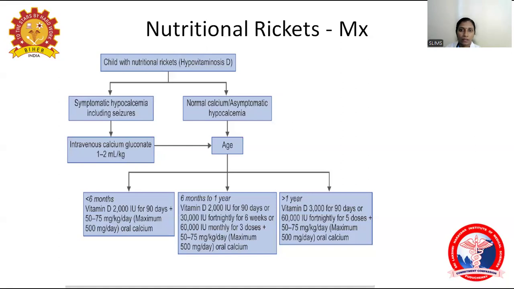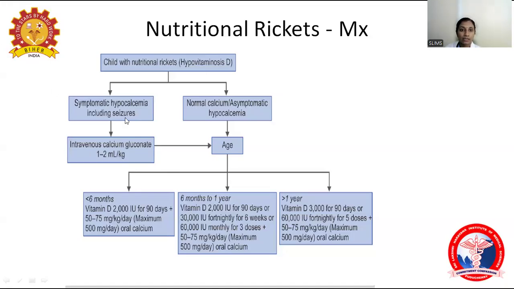Okay. When the child is more than 1 year, this 2,000 is not enough. That's why we give 3,000 international units once a day for 90 days. Or again 60,000 international units, which should be given twice in a month for 5 doses. Okay.